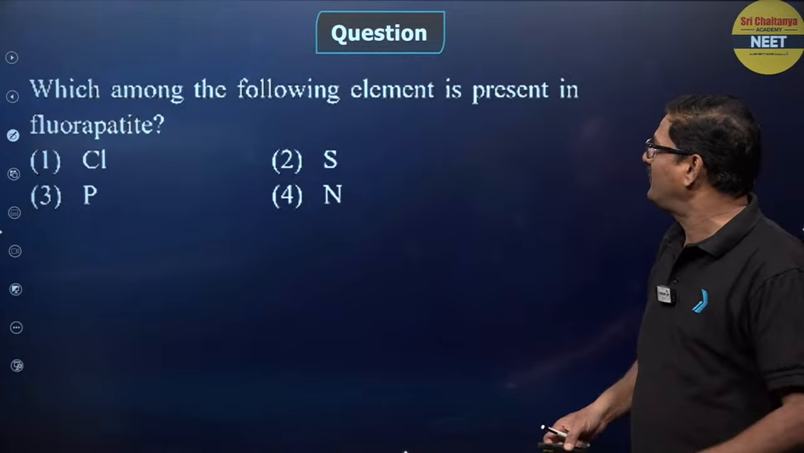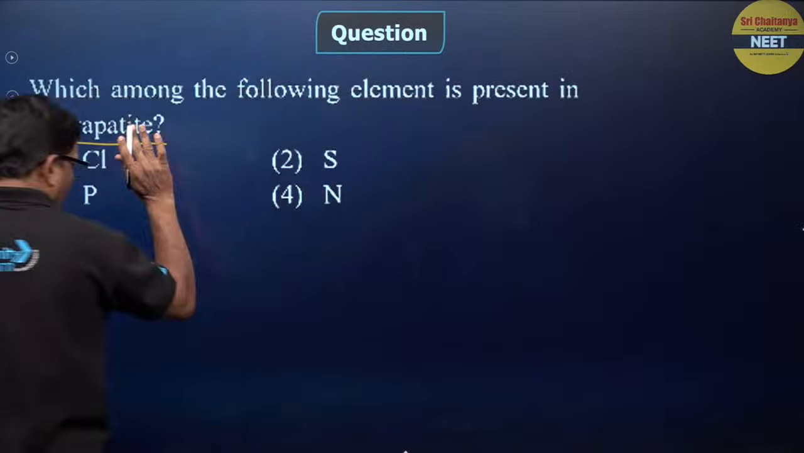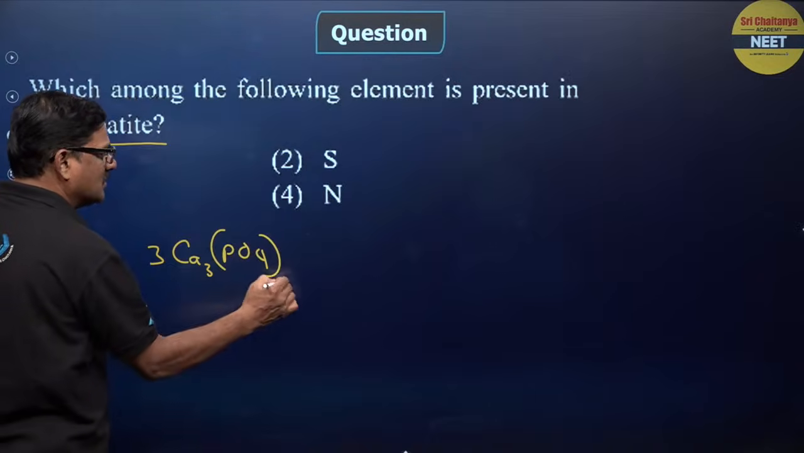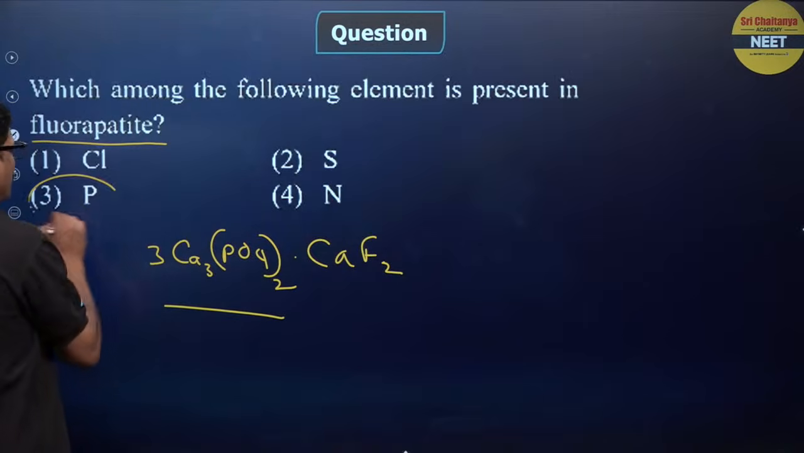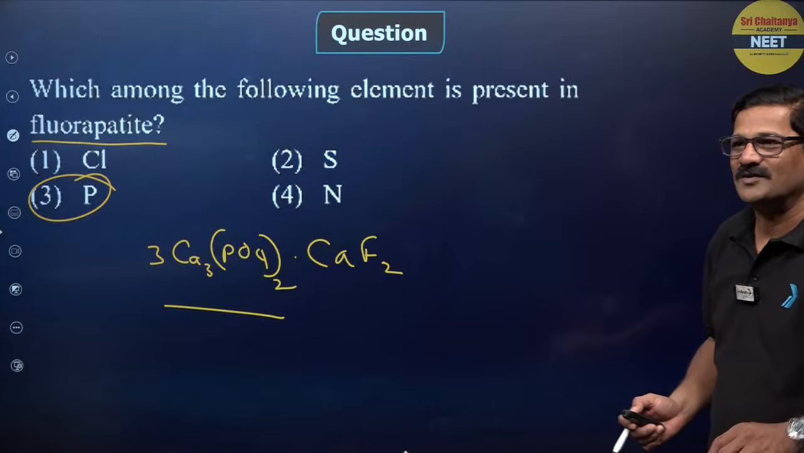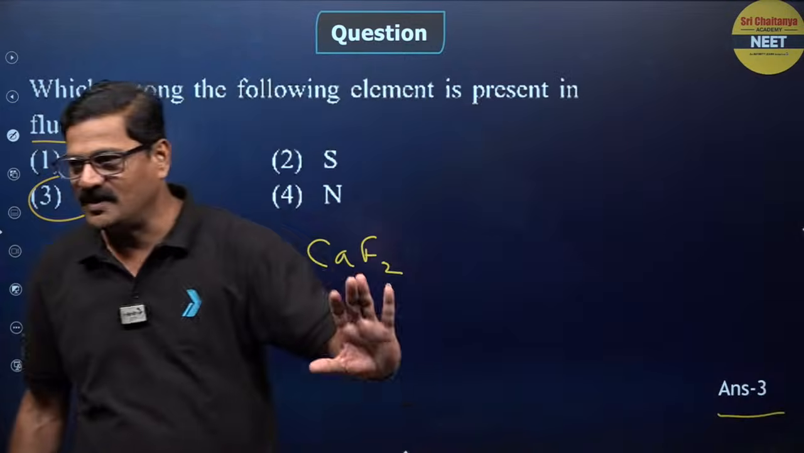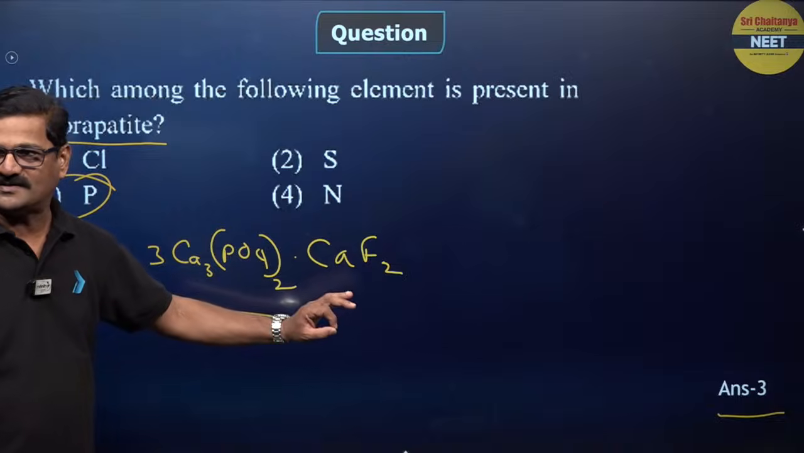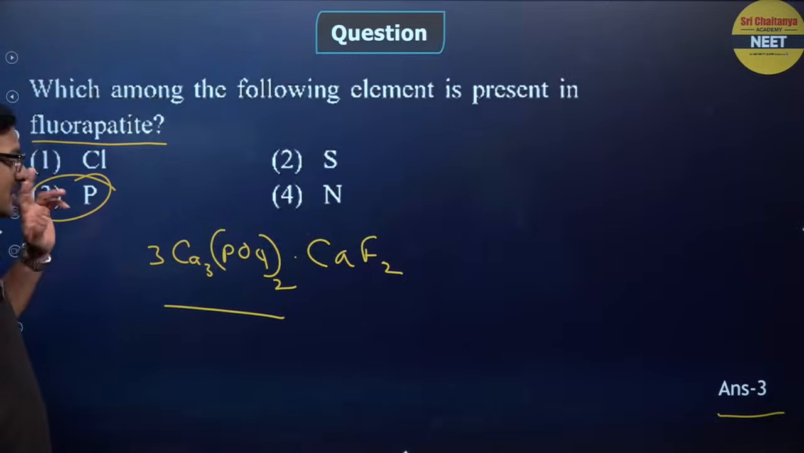And moving ahead, one more question. Which among the following element is present in the fluoroapatite? So in the NCERT P block element, the fluoroapatite is 3Ca3(PO4)2·CaF2. This is your fluoroapatite. In that I could find phosphorus as an element. So answer 3 is the correct answer for this question. Any doubt? So you will be having nearly borderline topics from the P block elements like that. Bhumika Patel, yes, it is not one, it is phosphorus.